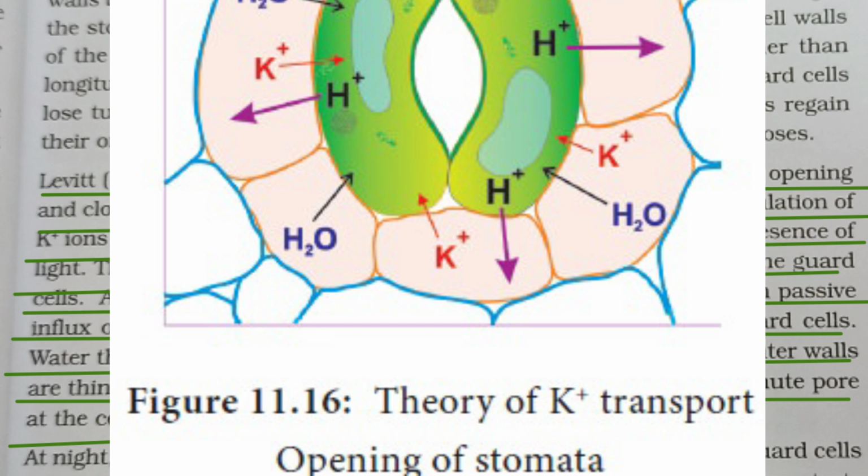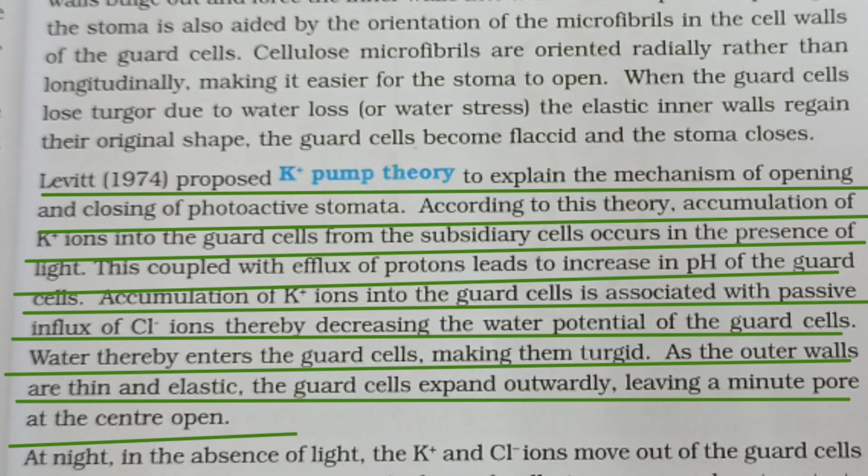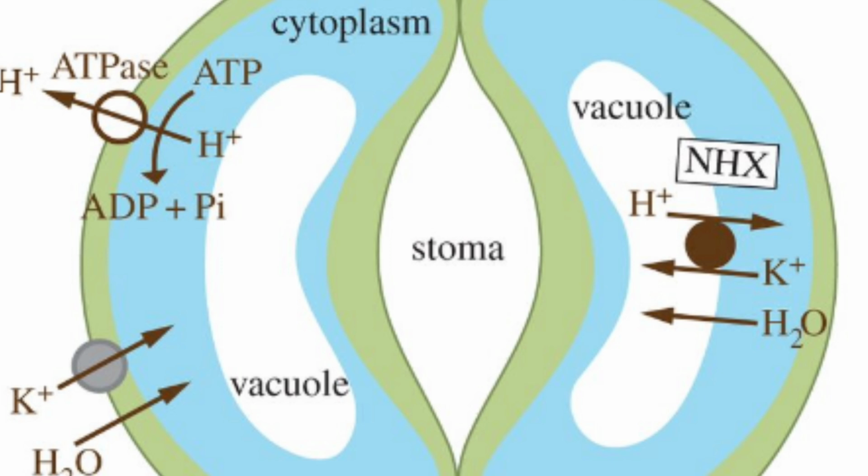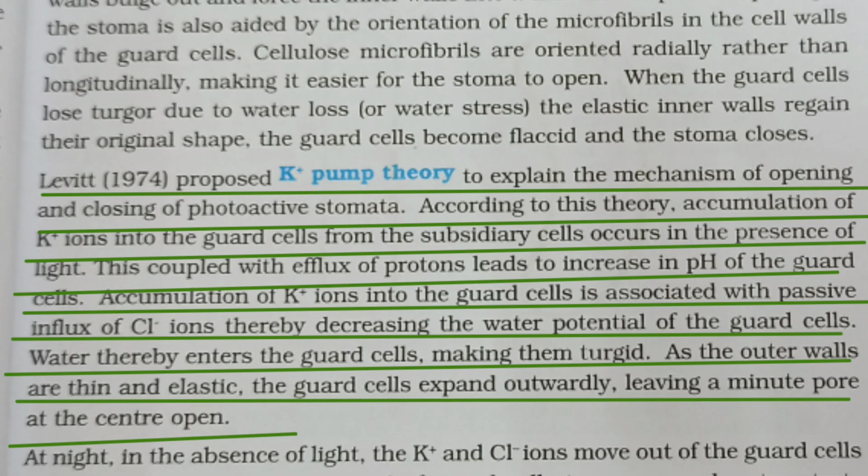Accumulation of K+ ions into the guard cell is associated with a passive influx of Cl- ions, thereby decreasing the water potential of the guard cells. So, water enters into the guard cells, making them turgid, and the outer walls, being thin and elastic, expand outwardly, leaving a minute pore at the center open.